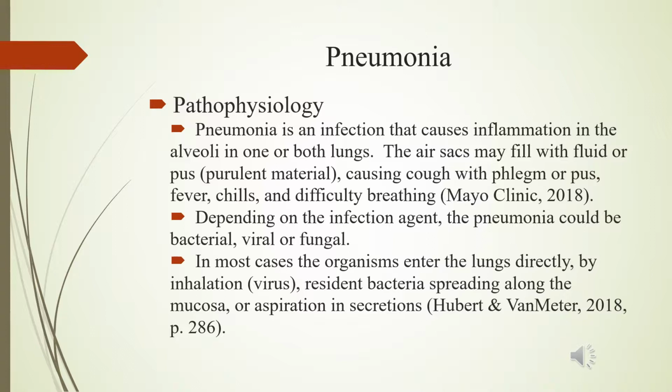The first diagnosis I'm going to review is pneumonia. The pathophysiology of pneumonia is an infection that causes inflammation in the alveoli in one or both lungs. The air sacs may fill with fluid or pus, causing cough with phlegm or pus, fever, chills, and difficulty breathing. Depending on the infection agent, the pneumonia can be bacterial, viral, or fungal. In most cases, the organism enters the lungs directly by inhalation, resident bacteria spreading along the mucosa, or aspiration in secretions.